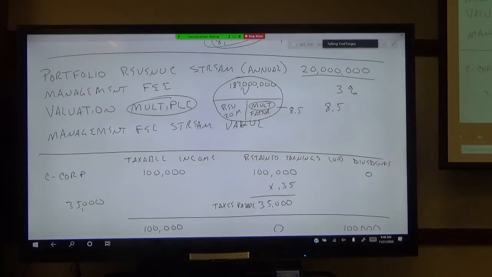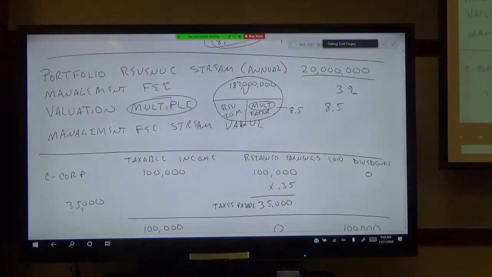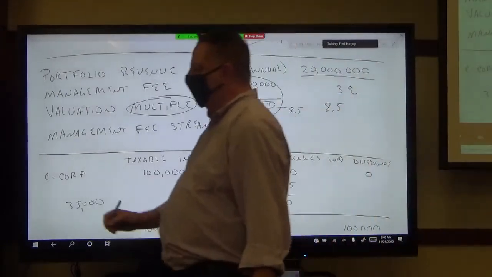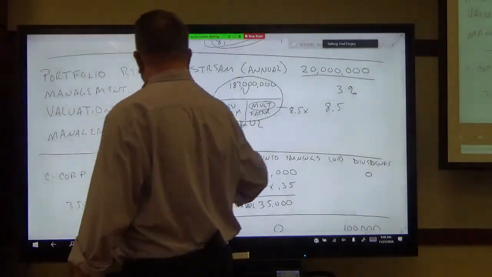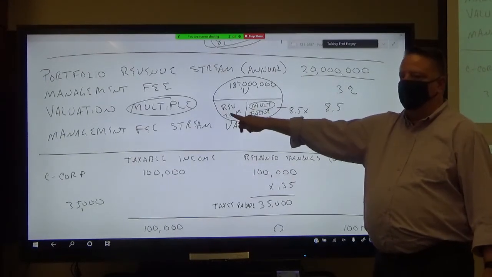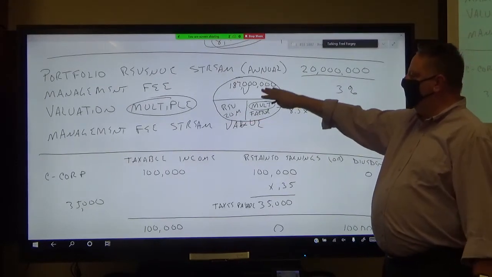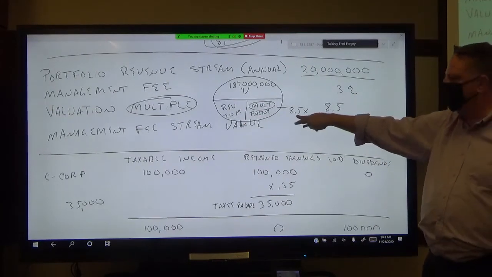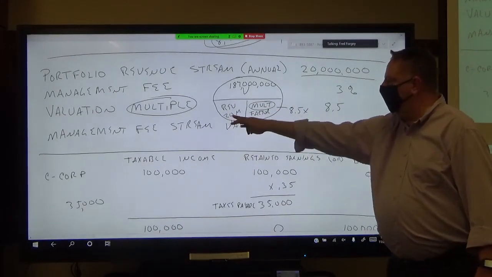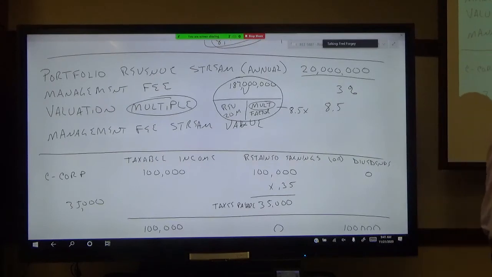Okay, so like I said, it's just the opposite. What we're saying, in very, very simple terms, is that the valuation of the portfolio is 8.5 times the revenue that it generates. Okay? So if it's generating $20 million of annual revenue and the valuation is 8.5 times that revenue, you're taking 20 million times 8.5.